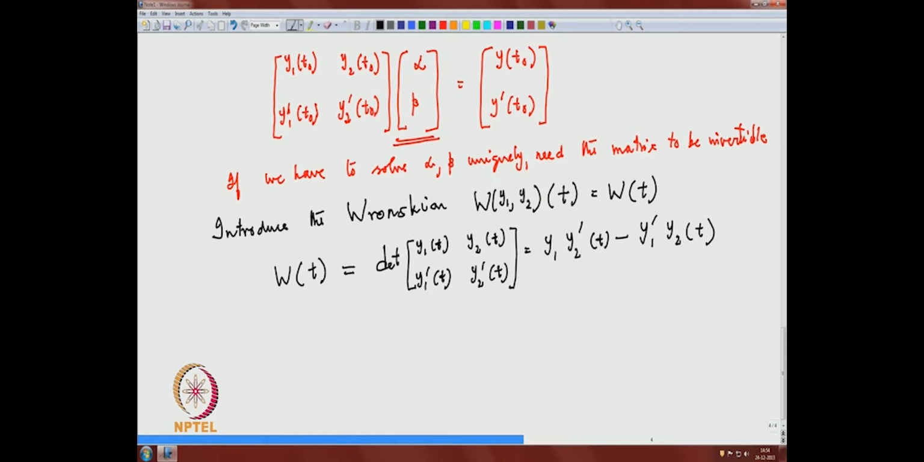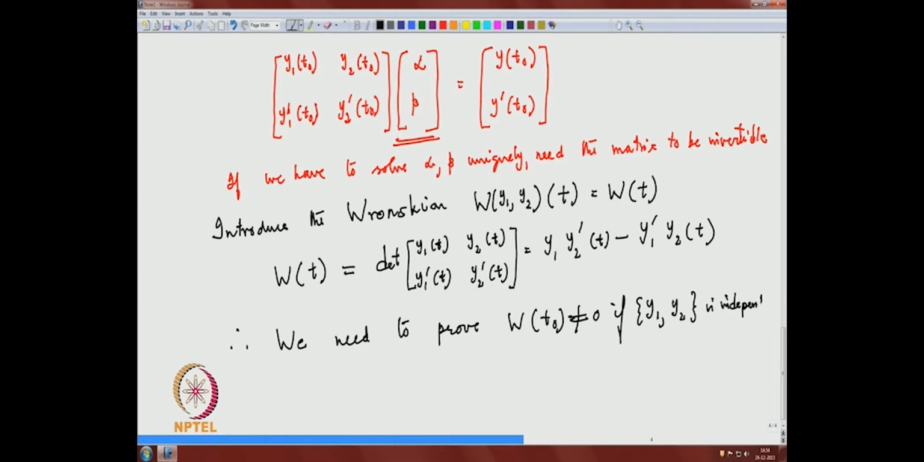So we need to prove that W at t naught is not equal to 0. What is given to you? If y1 and y2 are independent. Under that assumption, if y1, y2 is an independent set, we need to show this. We have not used this assumption yet.